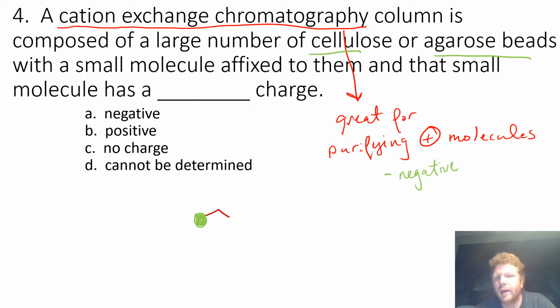Now, what that is going to be, that's basically your bait. You're going to be using that to troll along and try to find the molecule that you're looking for. In a cation exchange column, you are looking to bind a positively charged molecule. And therefore, this molecule that's bound to your cellulose or agarose bead has to be negatively charged. Okay, so B is out, C is out, D is out, leaving us only A as a viable answer option.